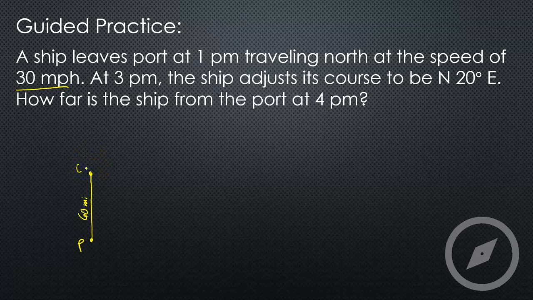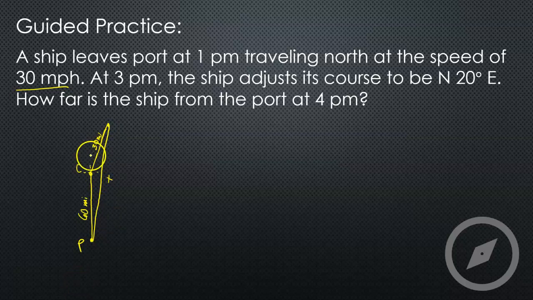And then it changes its course, so just do C for change, to be north 20 degrees east. So again, what that means is that's 20 degrees east of north, or we could just say a bearing of 20 degrees. If that confuses you, don't worry. On the test, we'll always give you the bearing, so that it can make it simpler. And that's from 3 to 4, so that's for 1 hour. It travels the same speed, so this would be 30 miles. So our goal is to figure out that distance. That's what we're trying to find out.